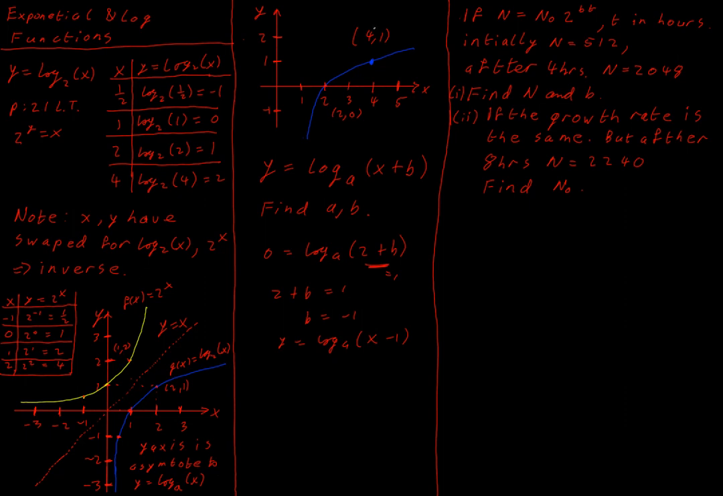Now, how are we going to find the value of a? Well, now let's see if we can use the other point. So when x is 4, y is 1. So I end up with 1 is equal to log to the base a of 4 minus 1, which is log to the base a of 3. So using my definition of logs, a to the power of 1 gives me 3. So a is 3, and my function is log base 3 of x minus 1. So that's how we can use points on the curve to figure out our missing terms.